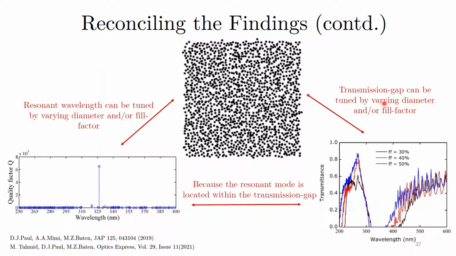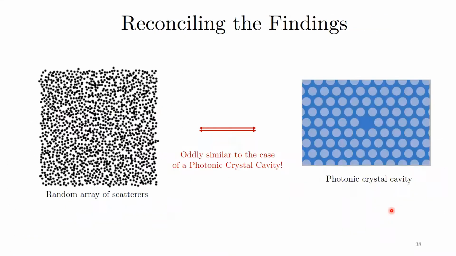transmitted. So this was the finding of this new work, which was reported this year in Optics Express, and it shows that the resonant wavelength lies within a transmission gap. This is a very common case for the periodic system, and this is a case of a photonic crystal cavity. A photonic crystal cavity is a periodic system with a defect. So you can see on the right side a periodic system where, from the center, for example, one of the circular patterns is removed.